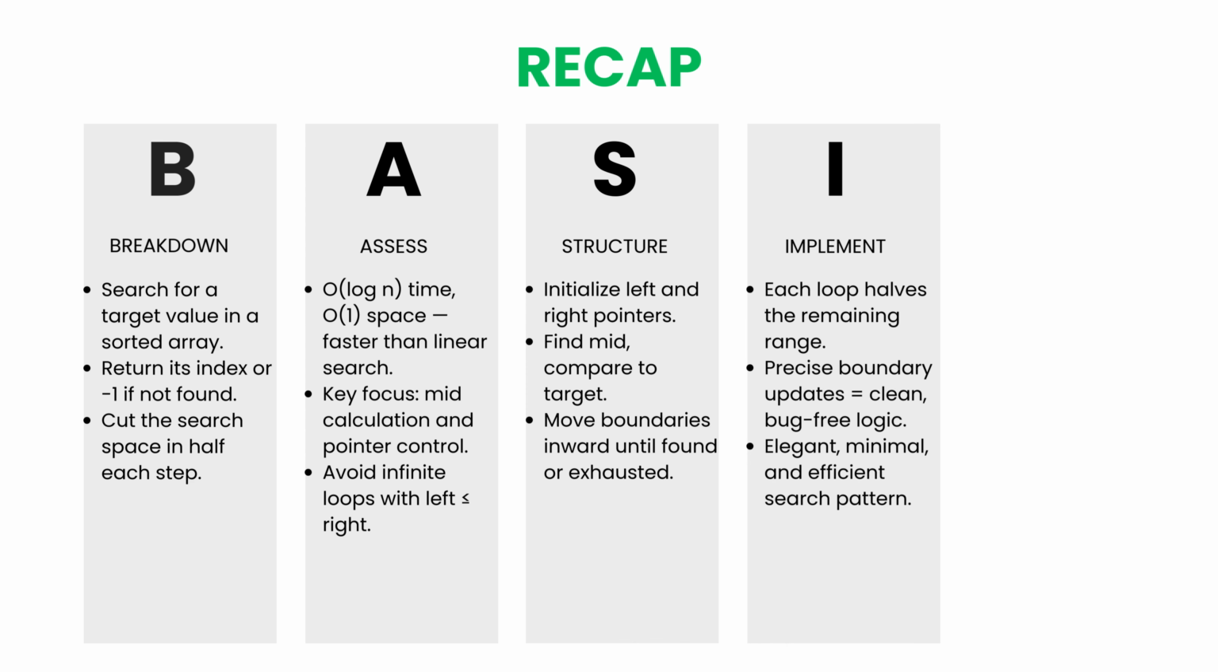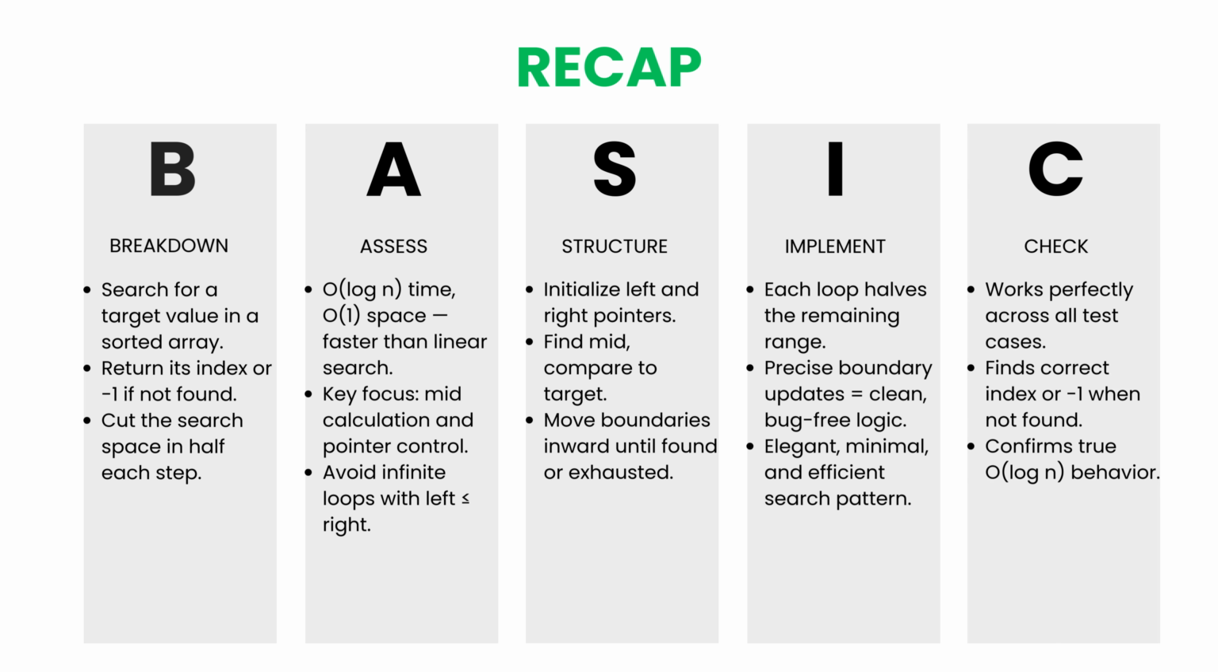Implement recap. When we implemented it, everything came together through a clean loop that halved the range at each step. The left and right pointers guided the search precisely, and returning the mid when found kept the function minimal and robust. Check recap. We ran multiple test cases, finding numbers correctly and returning -1 when not found. Every run matched expectations, confirming our binary search logic worked perfectly in logarithmic time.